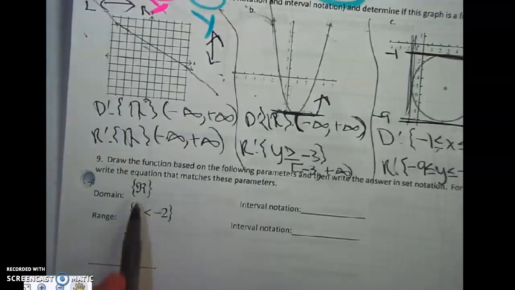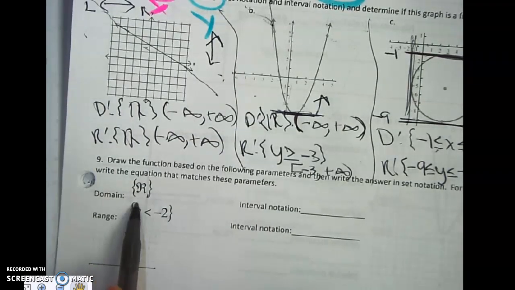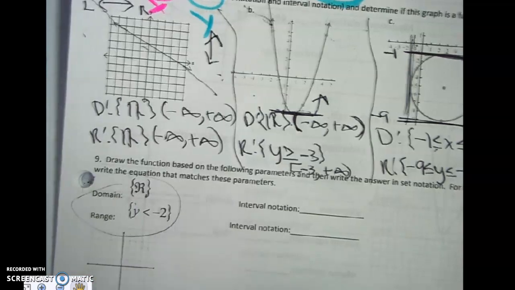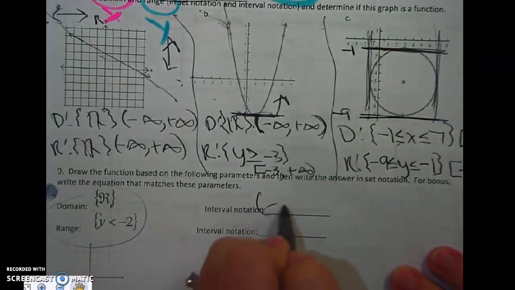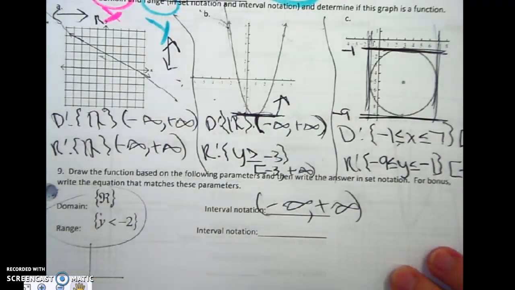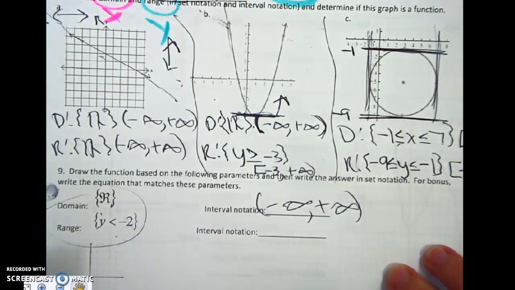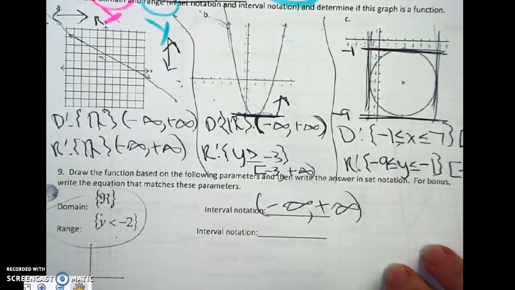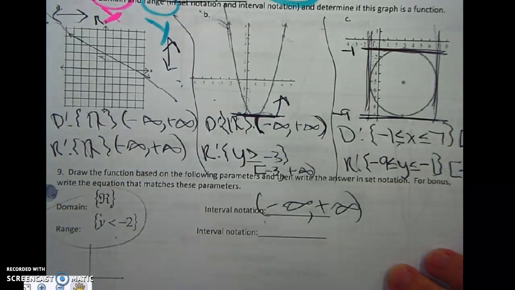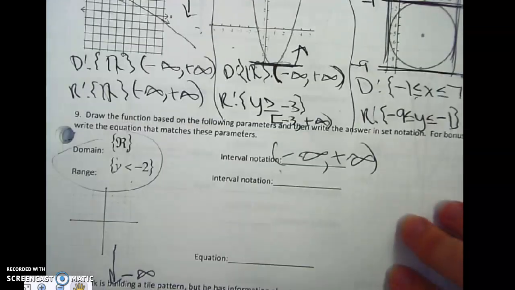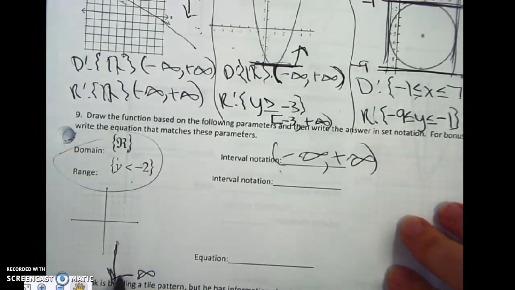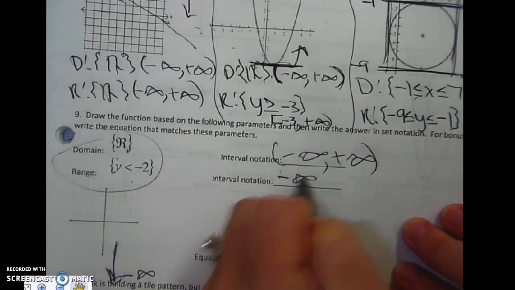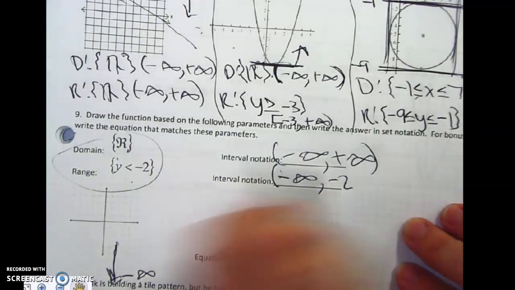Okay, now what I have to do is draw a function based on these parameters. First I can set it in interval notation. I'll do that because I can do that. Y is less than -2, so that means it's -2 and down. So it's everything down. This is -infinity, okay? So it's -infinity parenthesis to -2.